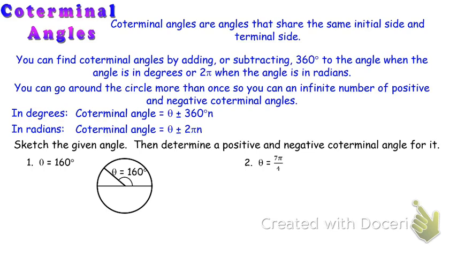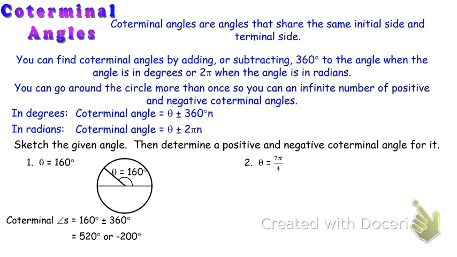To find the coterminal angles, we are either going to add or subtract 360. So if we take 160 and add 360, we get that it's 520 degrees. If we take 160 and subtract 360 from it, we get negative 200 degrees. Now to draw these ones in, we've got to stop and think about what it means.